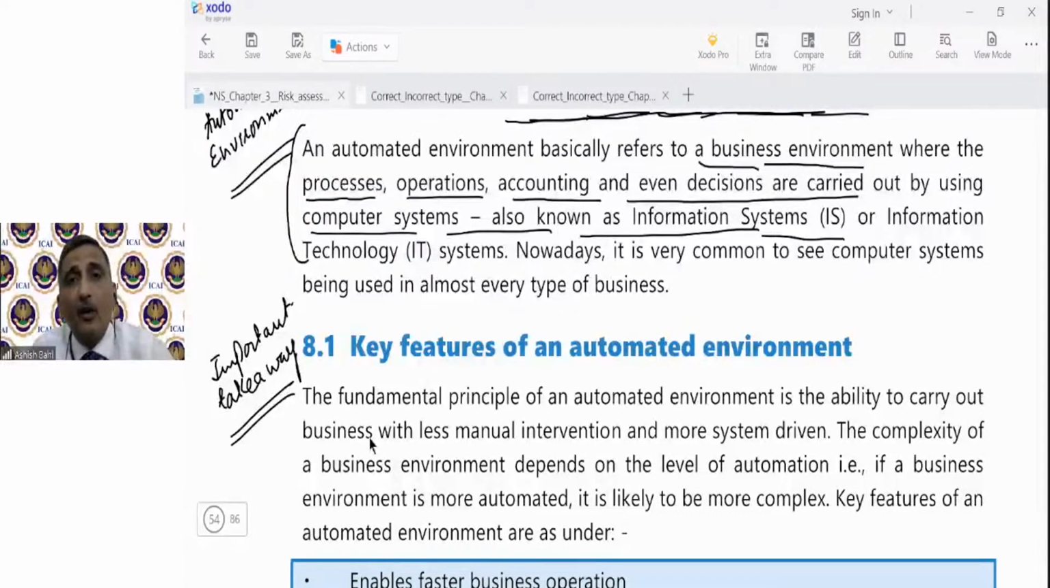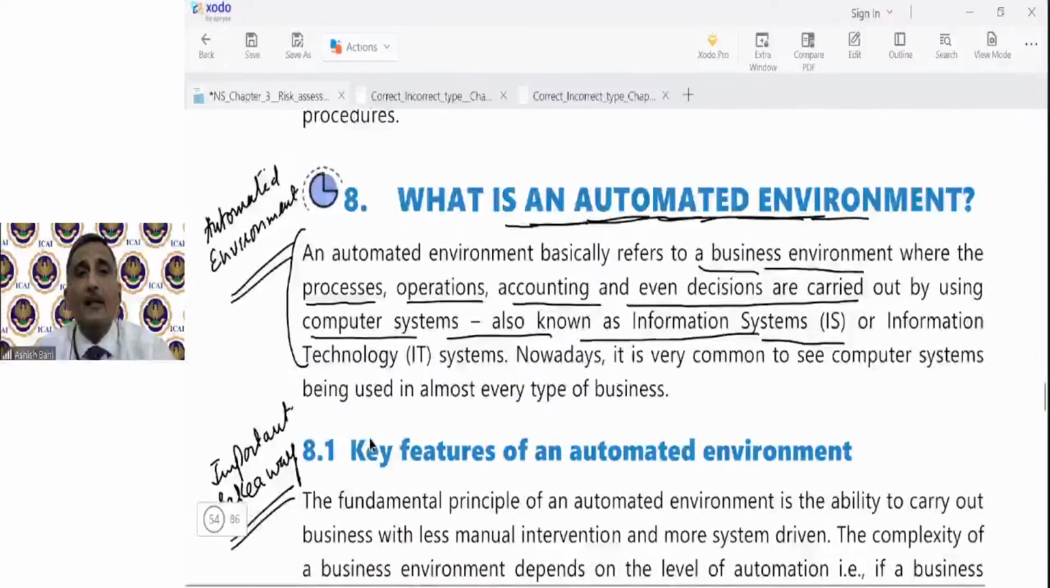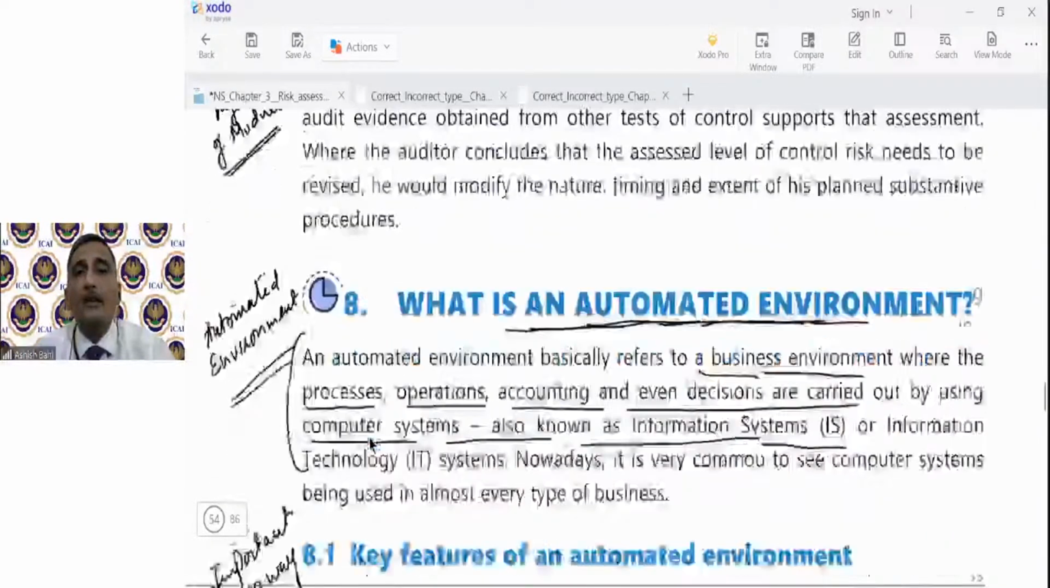Therefore, it becomes more complex from the point of view of an auditor. Okay. Yes. The page number in your module, guys, is 3.54. It is 3.54.